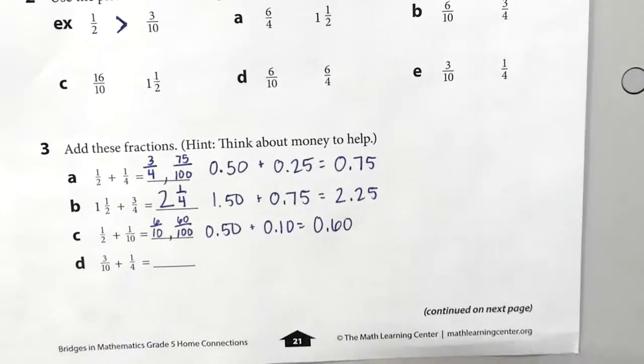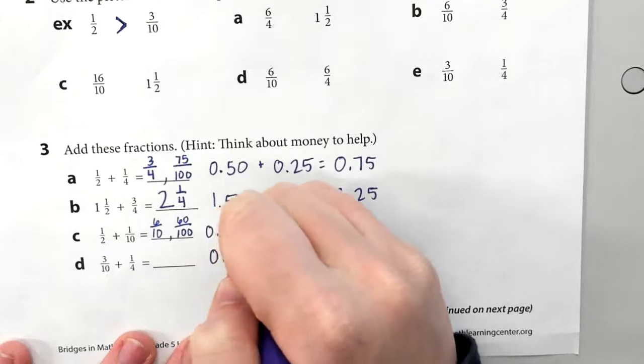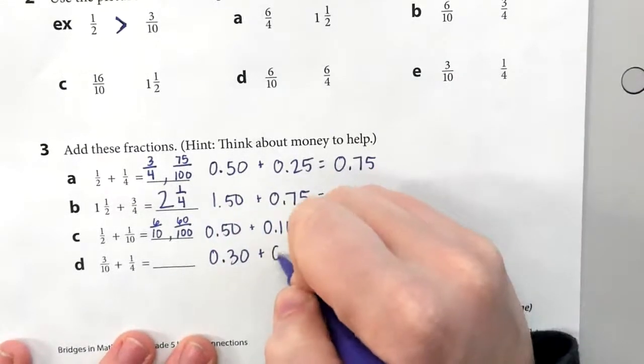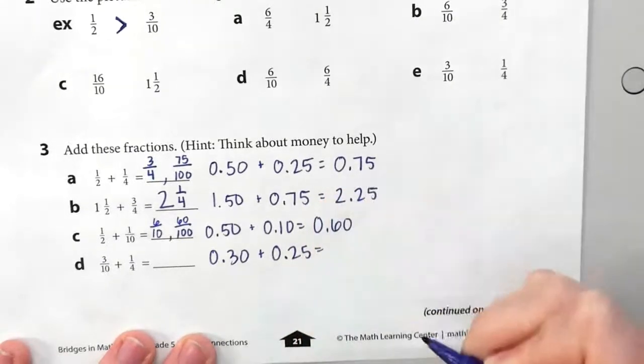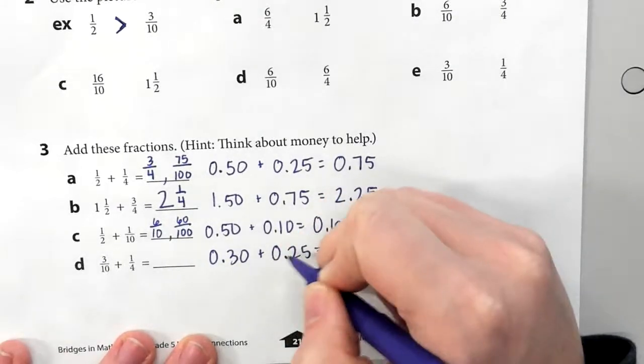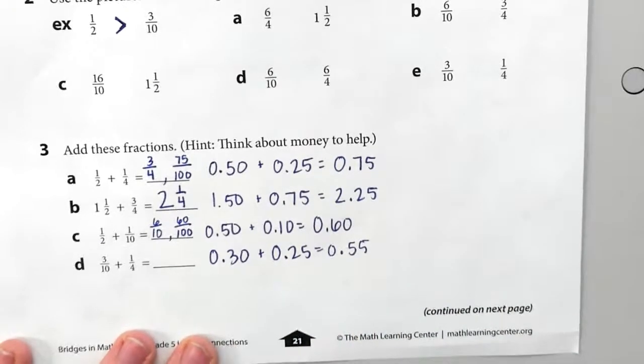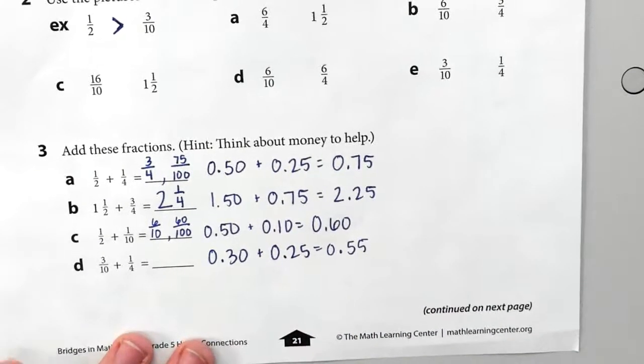3/10. How much money would that be? 30 cents. 1/4. How much money is that? 25 cents. Add them together, you get 55 cents. How do I show that as a fraction? Go ahead and write it down and then flip to the back side.